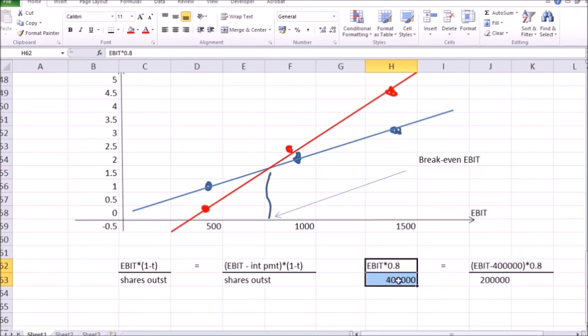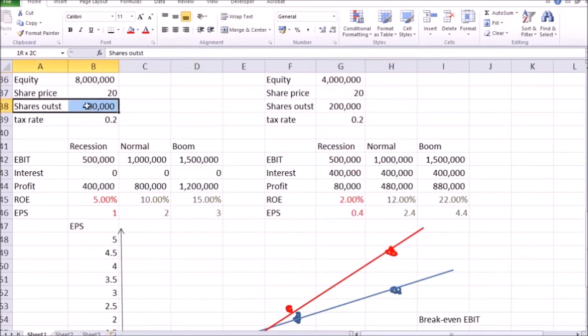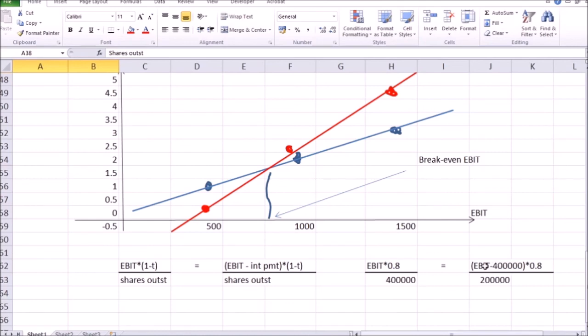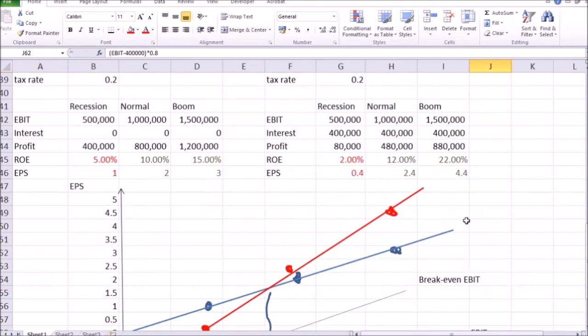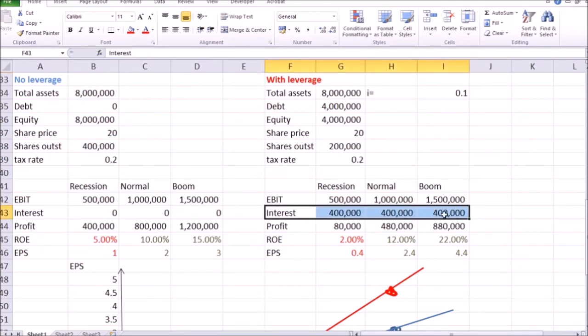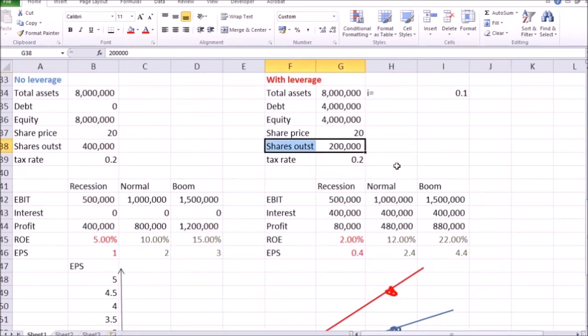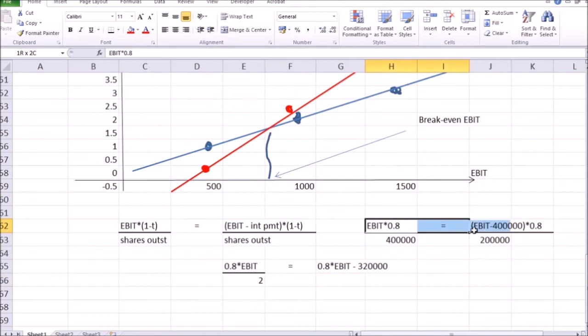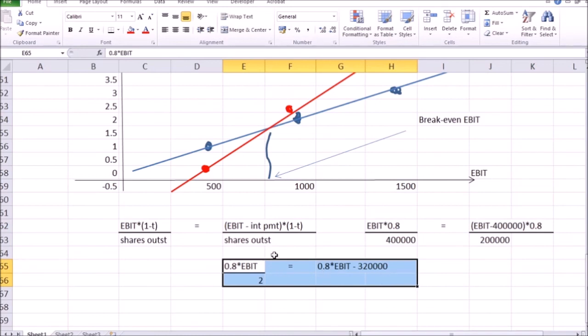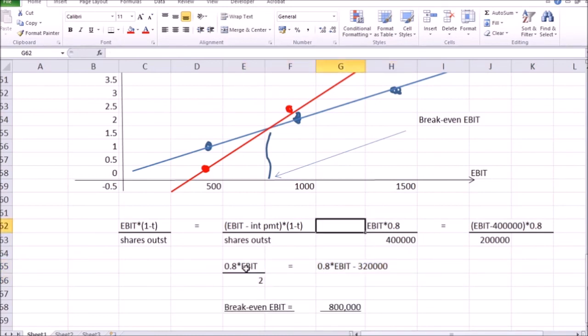On the left-hand side, in the blue corner, we have the company with no leverage with its 400,000 shares outstanding. And on the right-hand side, in the red corner, we have EBIT minus the interest of 400,000. Remember, the company with debt has to pay this same interest, whatever happens to the economy, times 1 minus tax rate, which is 80%, divided by the number of shares outstanding, which is 200,000 for the company with leverage. If you rearrange this equation a little bit, correct me if I'm wrong, I think this is what you're going to get after a bit of rearranging. And lastly, if you rearrange this a little bit further, I think you will get a break-even EBIT of 800,000.